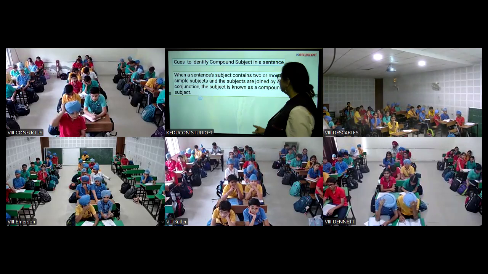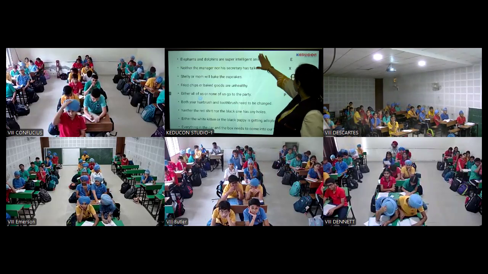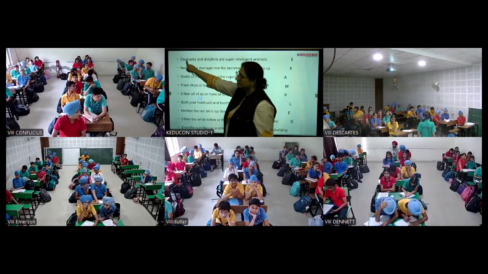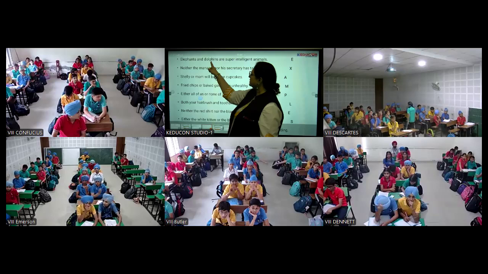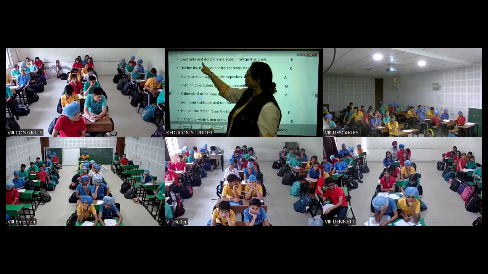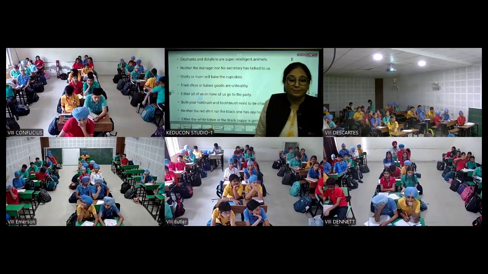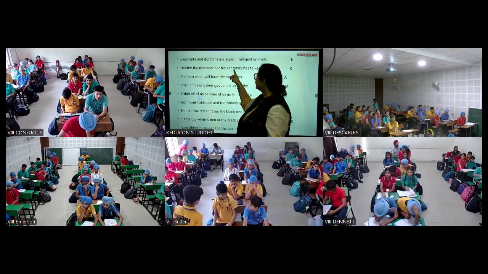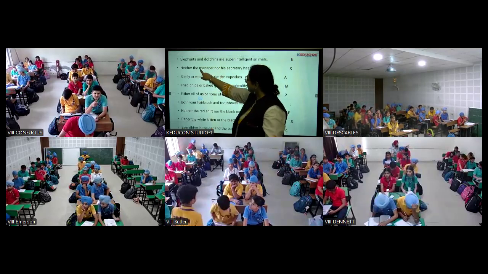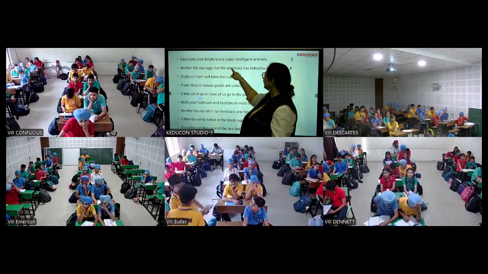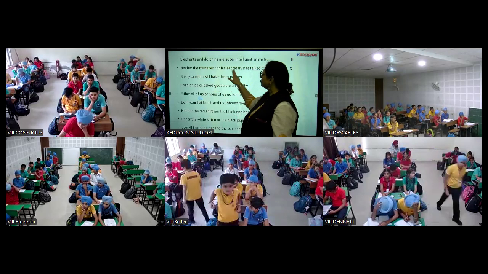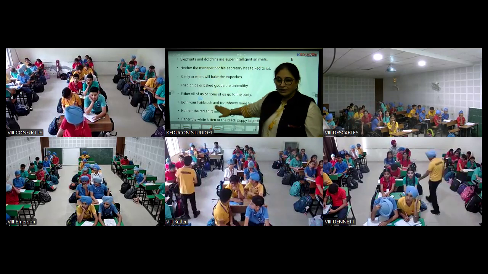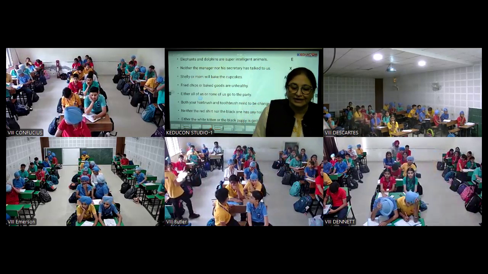Now, here, a lot of examples. Elephants and dolphins. Elephants is one simple subject. Dolphins is another simple subject. It is joined by the conjunction and. So it becomes a compound subject. Same. Neither the manager nor his secretary. So neither the manager nor his secretary. Okay. So both are simple subjects. So here it becomes compound. So these are all examples of compound subjects for more clarity.